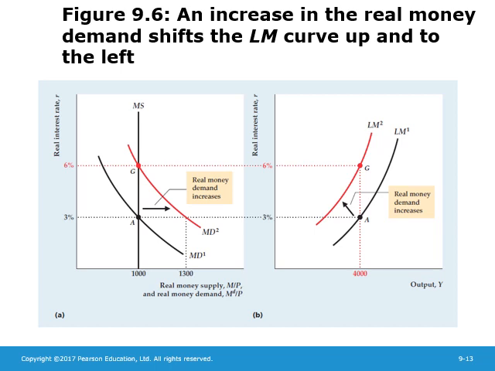So now when I shift the LM curve, how will I shift it? I have a constant Y of 4000, but now the interest rate increased from 3% to 6%. So I will draw a point G on the new LM curve, the red one, which is at a higher real interest rate but at the same level of output of 4000. So what happened to the LM curve? It shifted up and to the left.